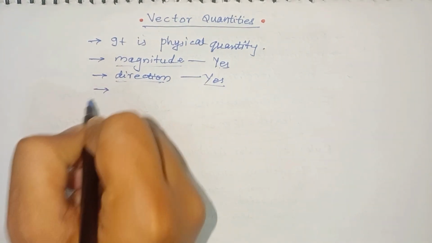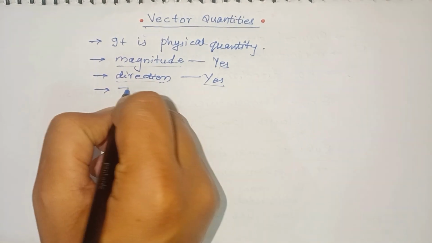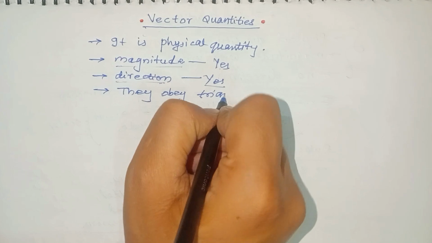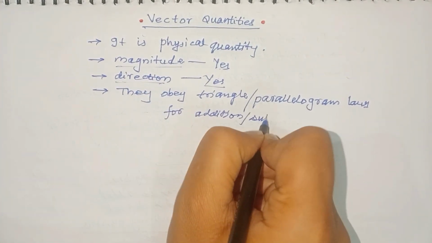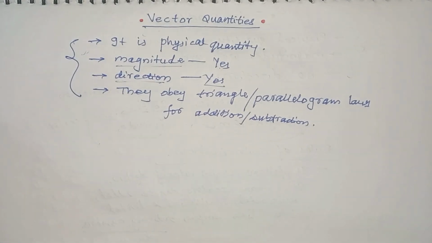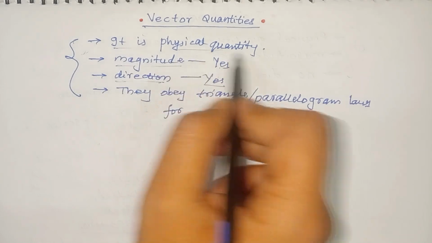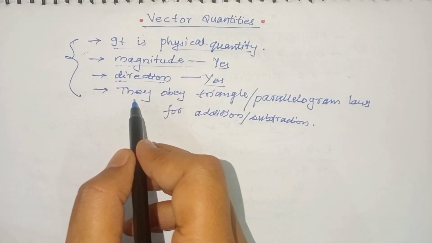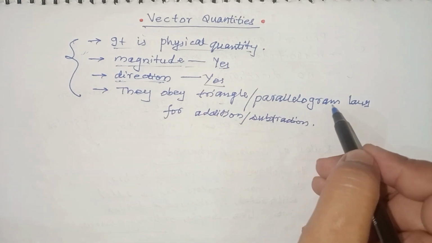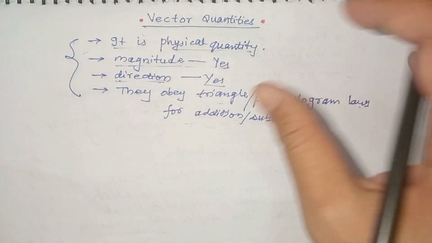And one more point is that they obey triangle and parallelogram laws for addition and subtraction. These four points define vector quantities. At first, it is a physical quantity. It has a magnitude. It has a direction. And the last point is they obey triangle or parallelogram laws for addition or subtraction. This is a complete definition.